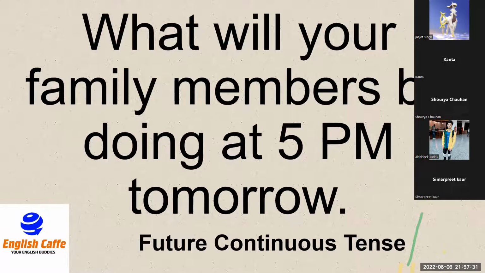So I will be talking to you guys. It's future continuous tense, but what I'm trying to tell here is that this action will be going on in future. I'll be talking to you guys. So I'm asking you, what will your family members be doing at 5 p.m. tomorrow? Now we are talking about future. They will use will be, and you can use ing forms of verbs.